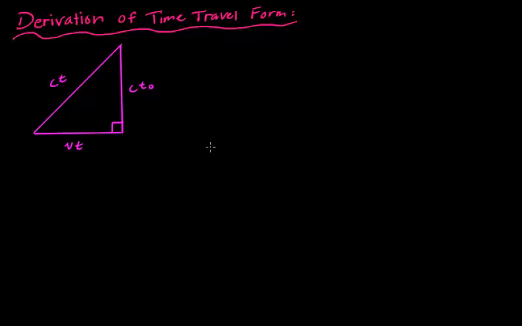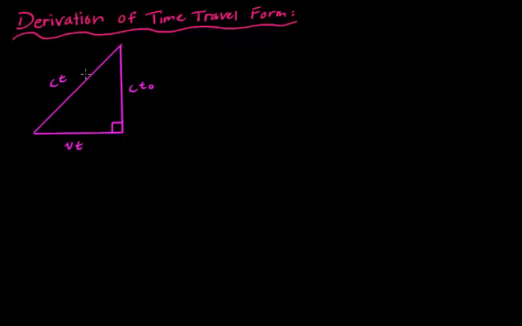So this is something that's going to be a little crazy to wrap your head around at first, but we're actually going to derive the time travel equation or formula. And to do that, it just involves a little bit of fancy algebra. So let's get going here. It's going to be expressed as a right triangle.